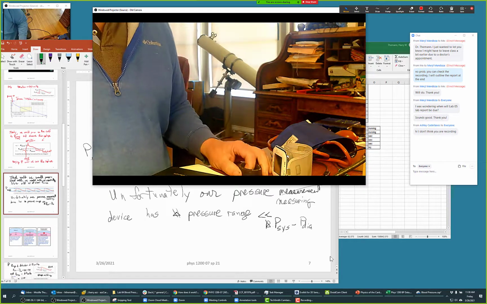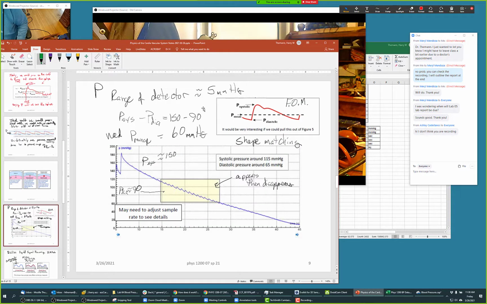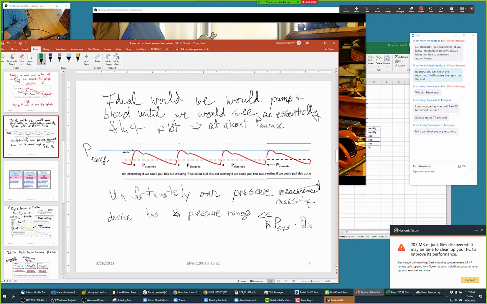But it turns out, and I did a study, the range of the detector is only about, when I zoomed in, plus or minus 5 millimeters of mercury. And we need to see a difference from the systolic to the diastolic of 60, about 50, 40, 50, 60, maybe even more. So we can't simply, I tried it. I tried pumping up the bulb so that I could see something like this, and it's not possible.